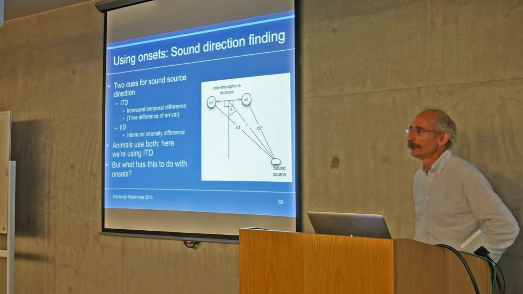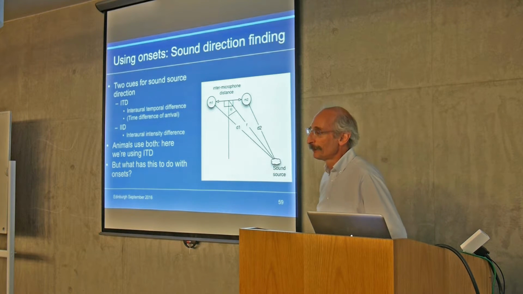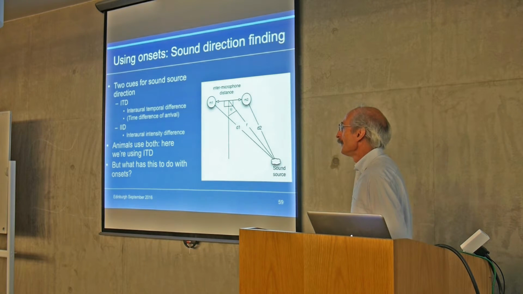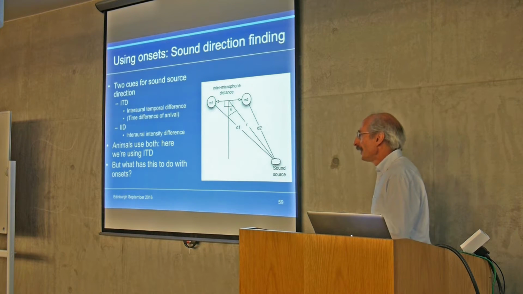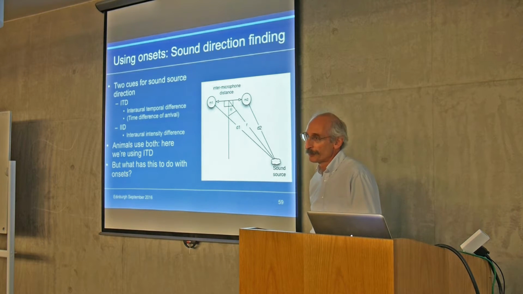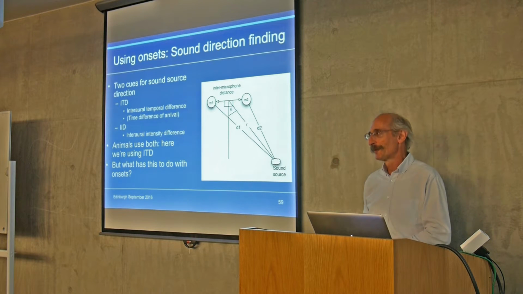And there are two cues that are used for that. One is the difference in time of arrival of the signal at the two ears. And the other one is the difference in the intensity of the signal at the two ears. And we'll use both. We'll use interaural time differences and interaural intensity differences.